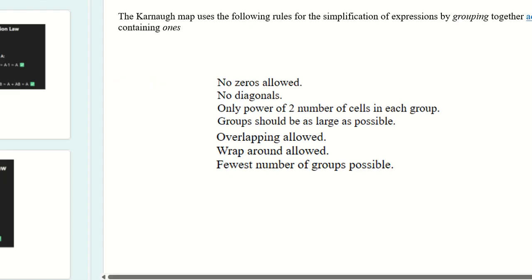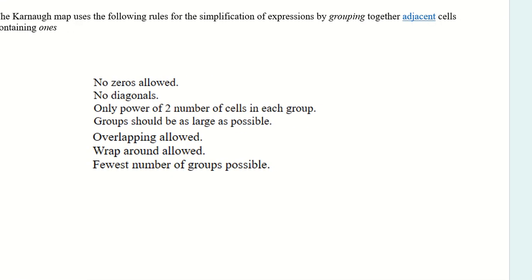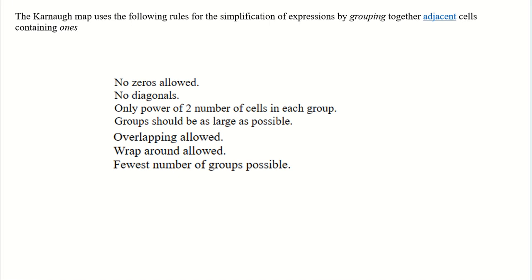Now let's see about K-maps. So these are some of the important rules of K-maps. No zeros are allowed in K-maps, and you should not group diagonals. We should only group ones. We should only group nearby values. No diagonals are allowed. Only power of 2 cells in each group. The group should be as large as possible, and no overlapping is allowed. Wraparound is allowed. Fewest number of groups are possible.